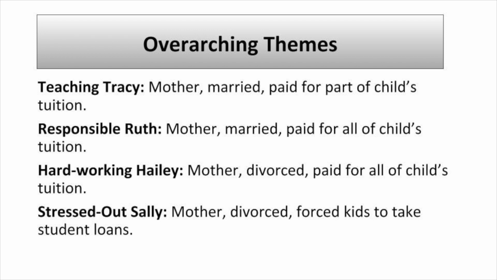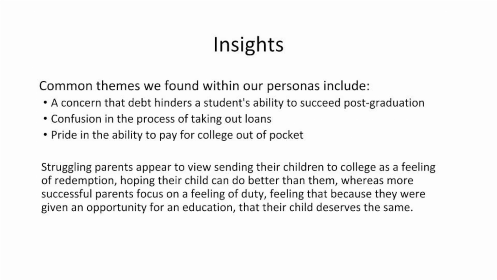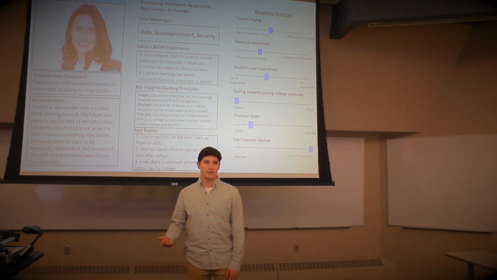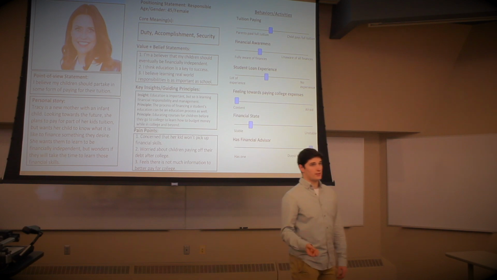Now, from each persona, we found a few themes and commonalities. So there was a concern that debt hinders a student's ability to succeed post-graduation. Another one that we found was confusion in the process of taking out student loans. And a third one was parents felt a lot of pride in the ability to pay for college out of pocket. From the personas, we narrowed down the one that we felt was most representative of the interview answers, as well as the largest market for us to attack.